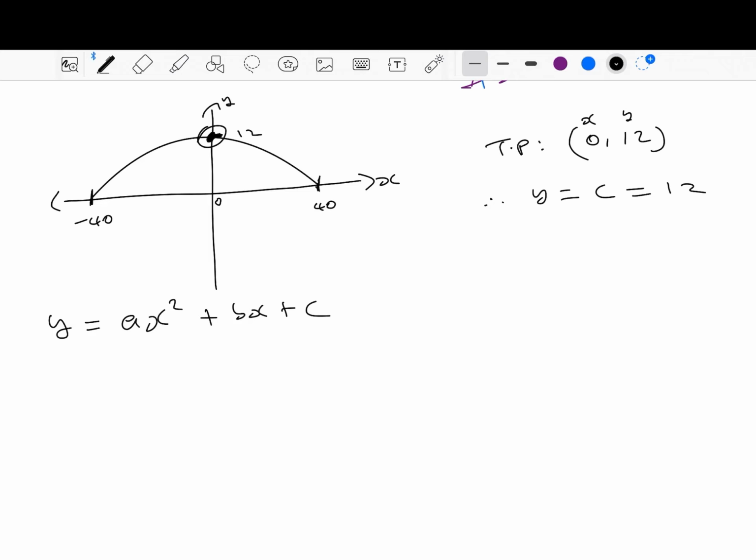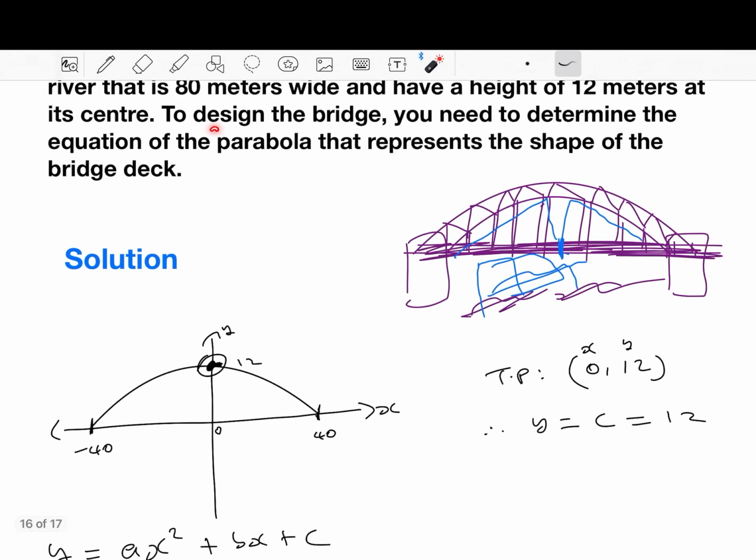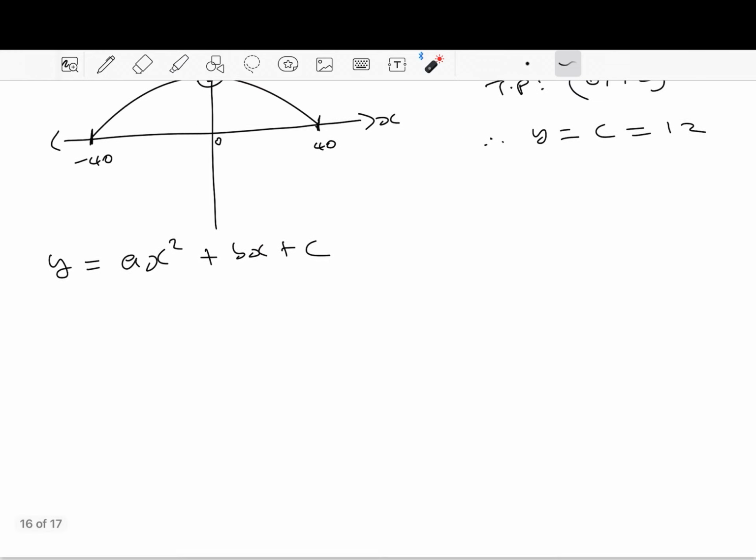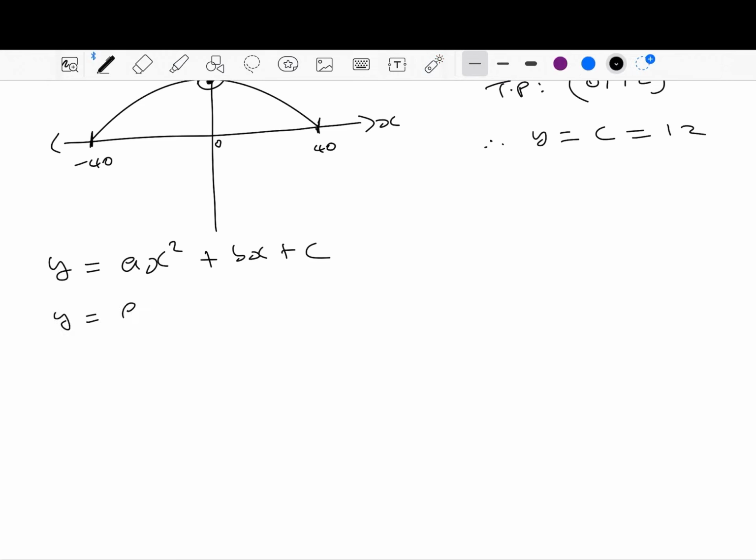We discussed this: when x is 0, y is c. That is our y-intercept, and in this case c is 12. Make sense? So now, what do we know in this equation? We have ax² + bx + 12. Great. Now we need to identify a and b. What is a? What is b? All right. How do we do this?